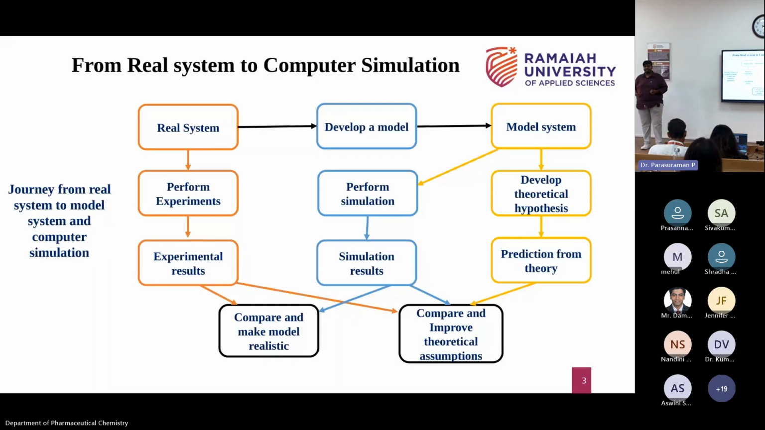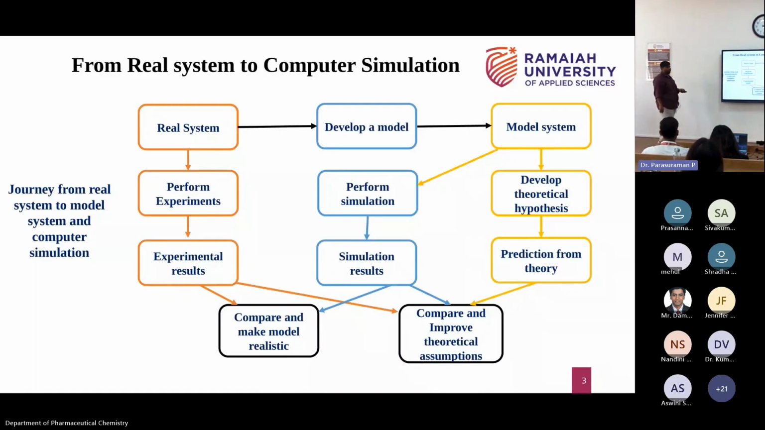From the real system, we do experiments and analyze the results. Similarly, from the model, we'll be simulating and getting simulation results. Or if we are not simulating, then we'll have a hypothesis. For example, from yesterday's session, what is a hypothesis? If you consider cancer as a disease, in cancer we have resistance to drugs. To overcome the resistance, we need a new drug or we need to modify the drug. That will be the hypothesis, and that will be our agenda to perform the simulation.